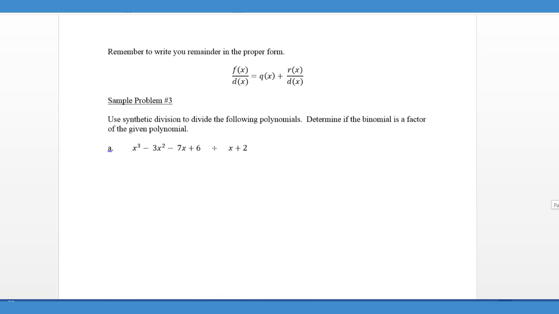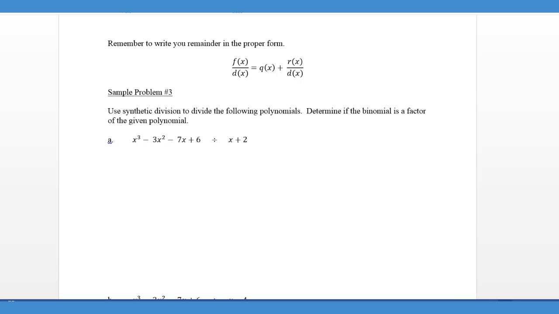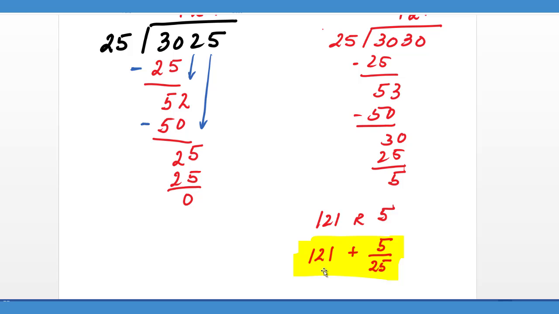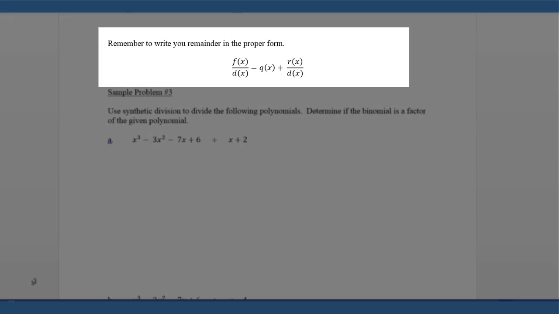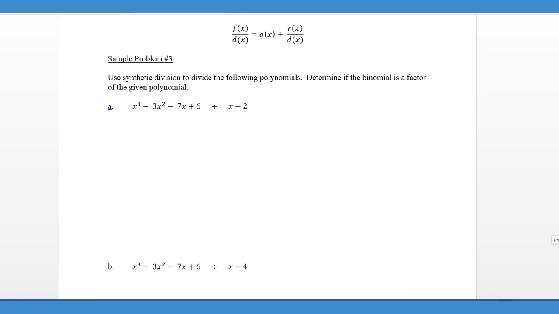If we were to divide two things, remember from the previous example that we would write this remainder not with an r but with an addition, and that's what this particular little formula is telling you. Now, what we're asking you to do in sample 3 is use the remainder and factor theorems.